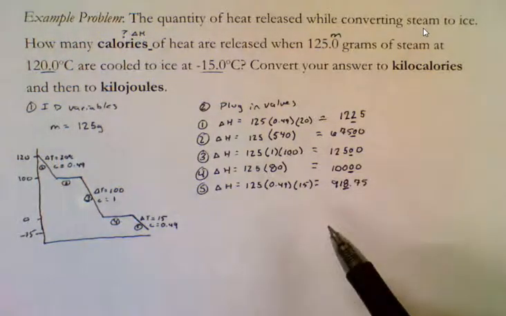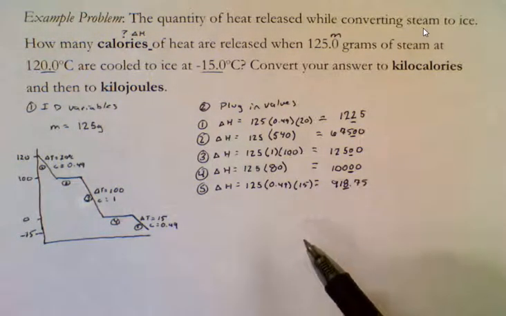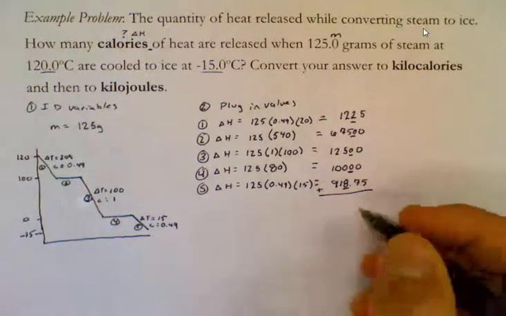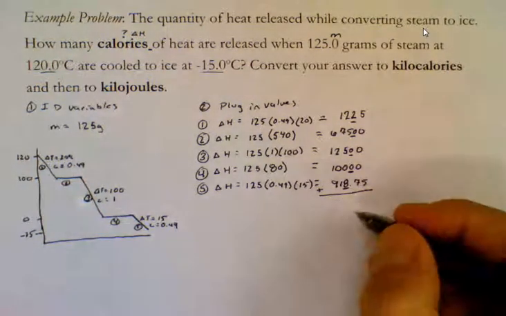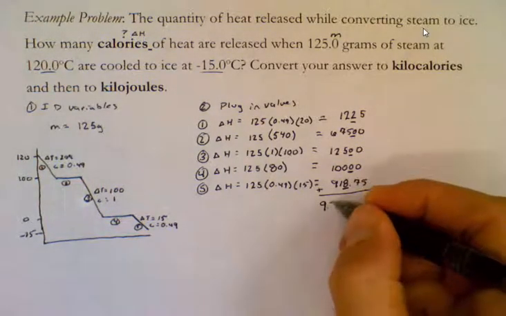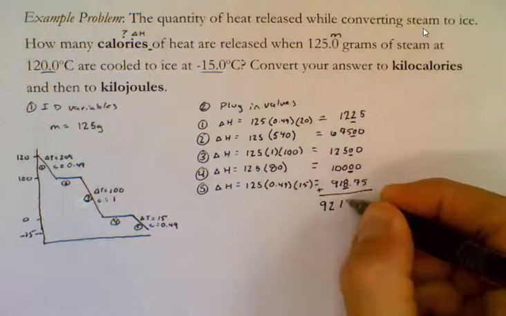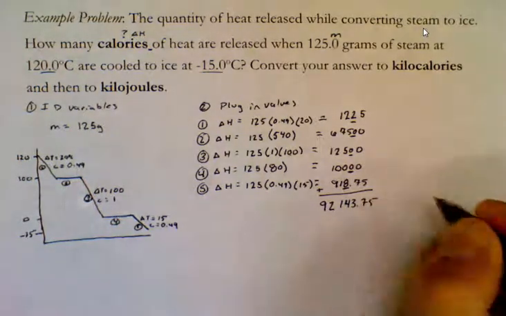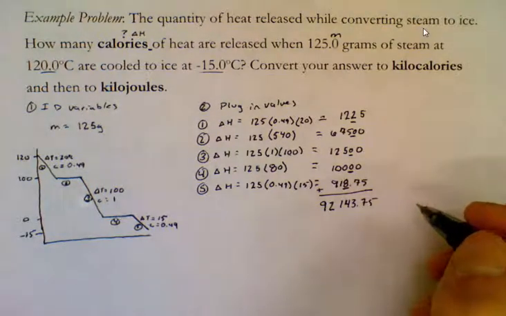So why am I marking all of these place values as far as sig figs go? Because now we're going to sum these together. We're going to add them all together. And adding rule is based off of place values, so we had to mark all those place values. If you put that in your calculator and you sum it, you get 92,143.75 calories. But we need to think about sig figs.